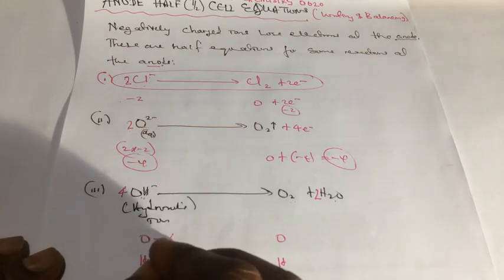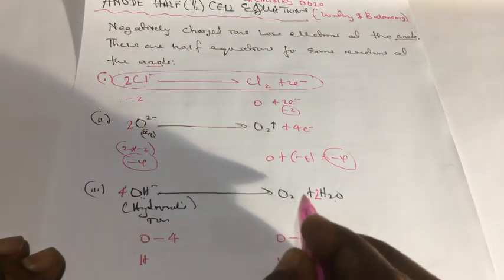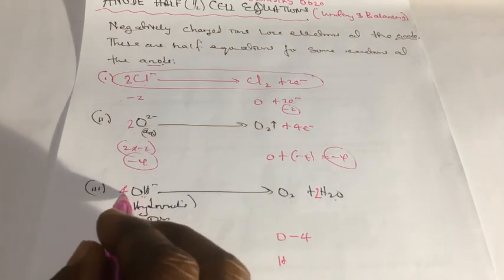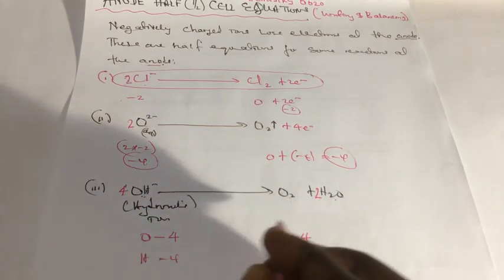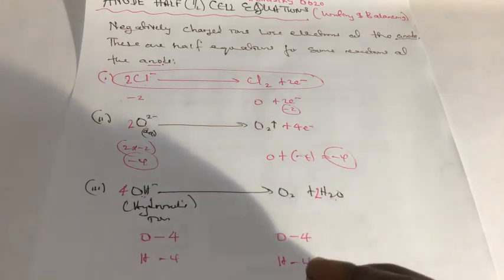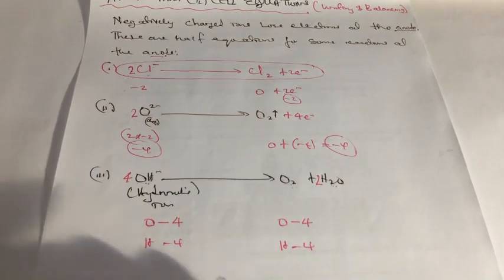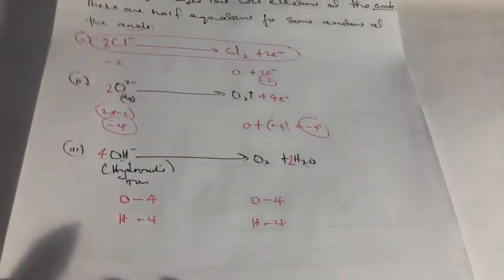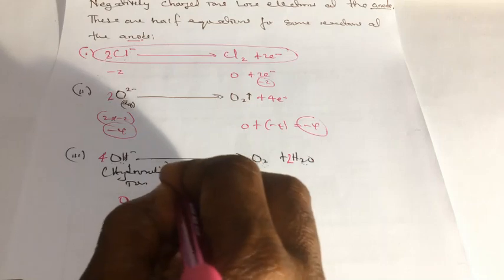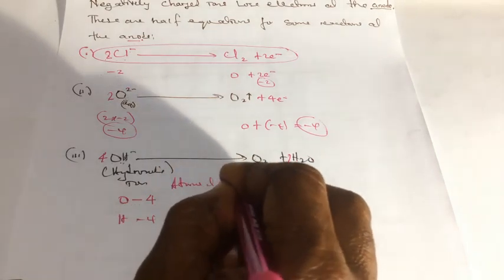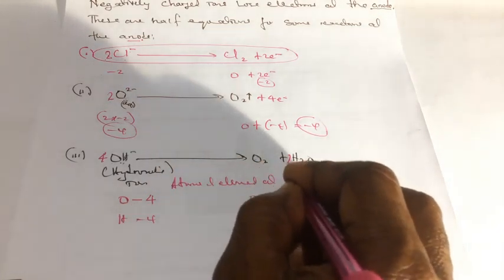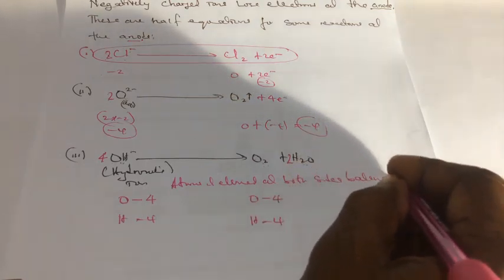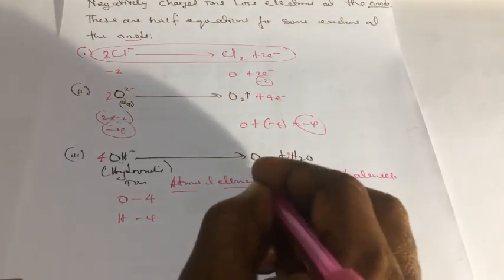The oxygen here is now 4, the oxygen here is now 4. 2 plus this 2 is 4, and hydrogen, the coefficient here is 4, and here 2 times 2, that's 4. So the number of atoms of the elements on both sides are balanced, right?